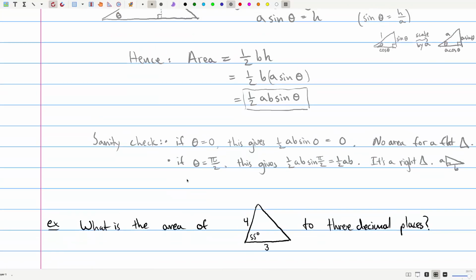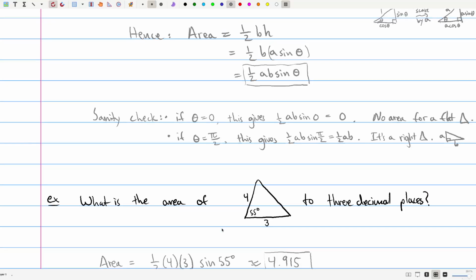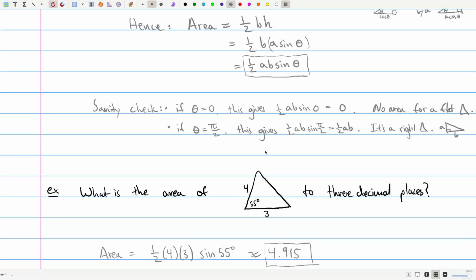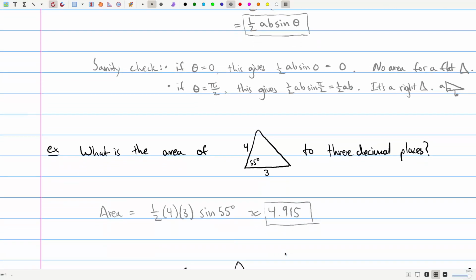So let's do an example with some concrete numbers. What is the area of this triangle with side lengths 3 and 4 with an angle between them of 55 degrees, to 3 decimal places? We simply plug it into the formula, 1/2 AB sine theta, with 4, 3, and 55 degrees, and then calculate it, making sure we use degree mode, which I did. We get 4.915. It's actually 4.9149122, and so on. Okay, so that was that.